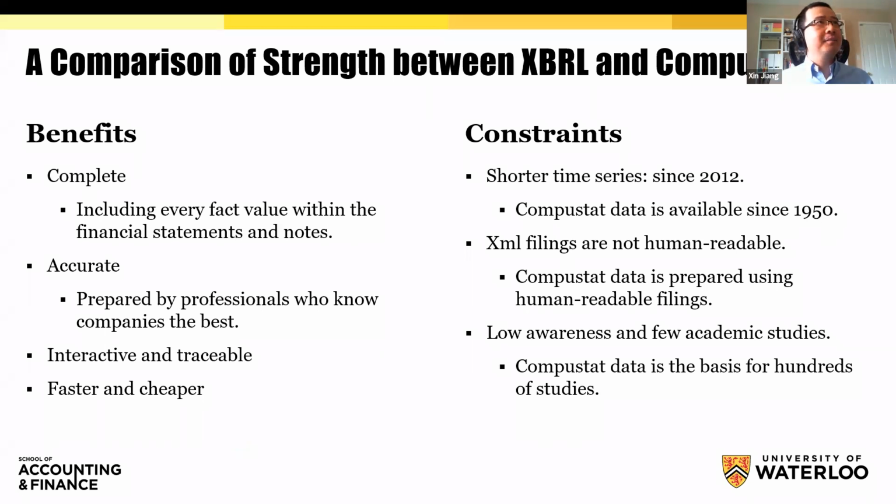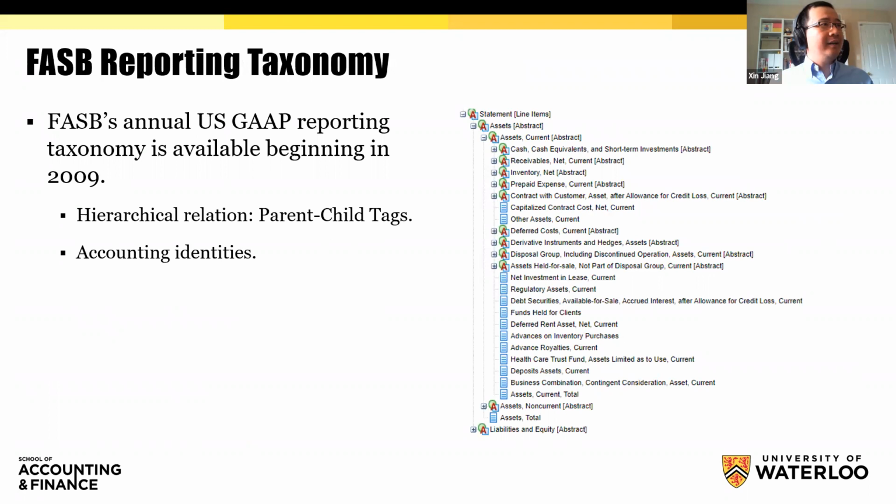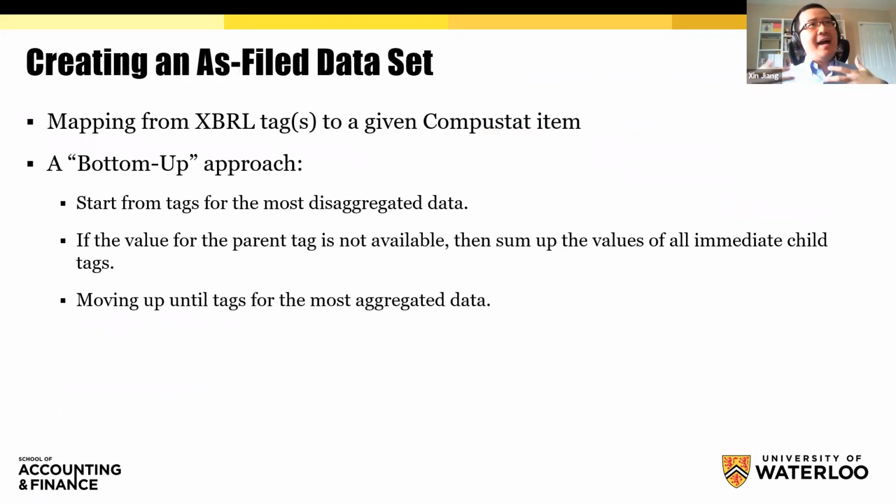So let me go back to my slides here. Okay, so now I have introduced the XBRL data as well as its structure. The next task for us is to construct a Compustat-like database, but using the XBRL data. If we want to systematically compare Compustat with the XBRL data, then for each Compustat variable, we have to construct a counterpart using the XBRL data. In other words, we need to map the Compustat variable with the XBRL tag.